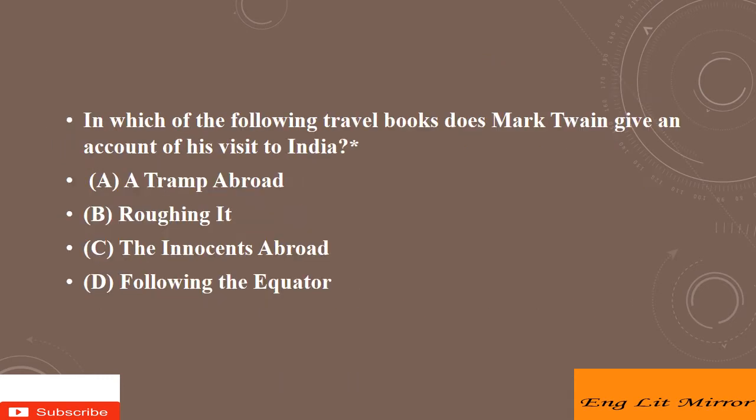In which of the following travel books does Mark Twain give an account of his visit to India? Options: A. A Tramp Abroad. B. Roughing It. C. The Innocents Abroad. D. Following the Equator. The answer is option D, Following the Equator.